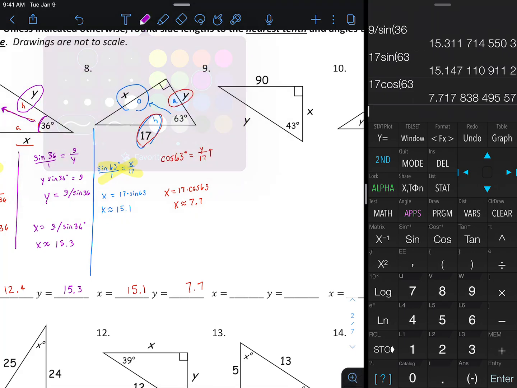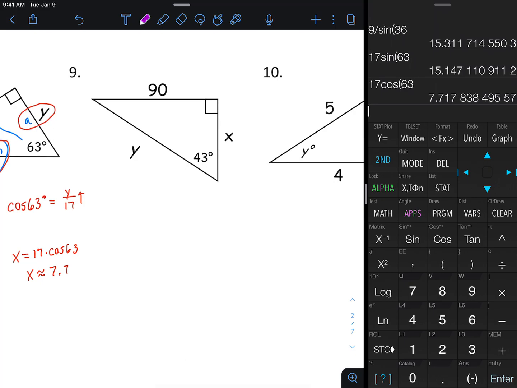Let's keep it going. Number 9. Number 9, you got, let's see here. There's your angle. There's your opposite. Here's your adjacent. Here's your hypotenuse. So I'm giving you the opposite side this time. Let's go ahead and find x first. O and A, that's going to be your tangent function. So we'll say tangent of 43 degrees equals 90 over x right there.